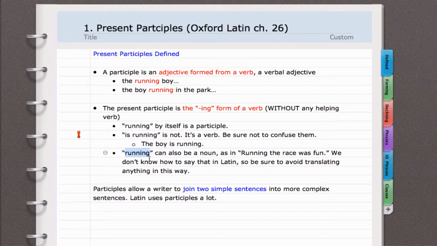Running can also be used as a noun. This is more advanced grammar. Running the race was fun. That's a noun, and that's not what we're talking about. So don't translate it that way either. What participles do is they allow a writer to join two simple sentences into more complex sentences. They are very close to being subordinate clauses. Latin uses participles a lot.